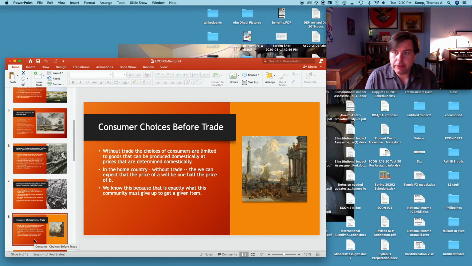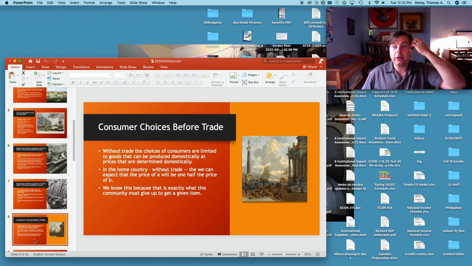Okay, so we've got our home country, we've got our foreign country. Let's talk a little bit about where we are right now before we trade. Before the two nations trade, so without trade in the home country, we know what prices are already in terms of A and B. Why? Because we already calculated them. They're the opportunity costs.